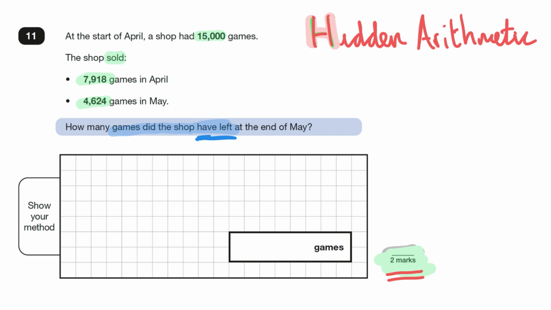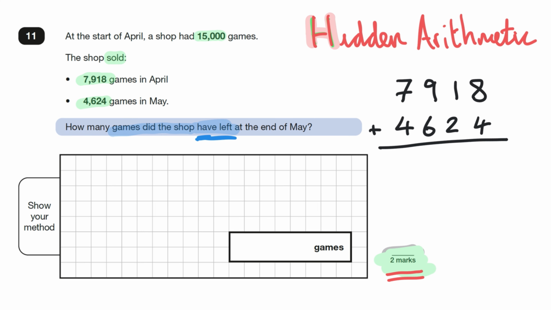So we've got 7,918, which everyone should be really confident with, add 4,624. Very simple. I'm going to add them together. So we've got 8 add 4 is 12, carry the 1. We've got 1 add 2 is 3, add the 1 is 4. 9 add 6 is 15, carry the 1. 7 add 4 is 11, add the 1 is 12.